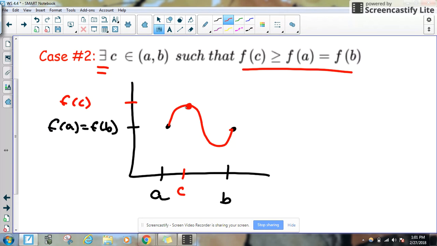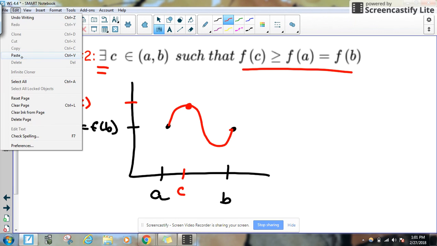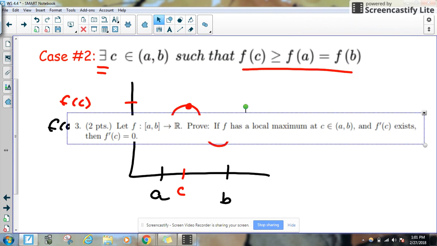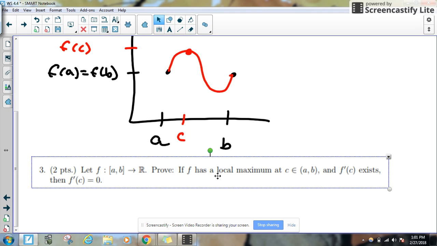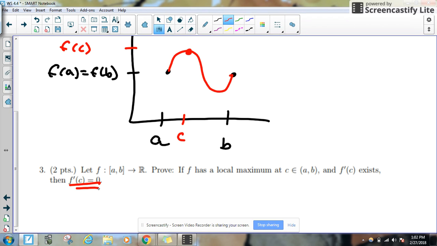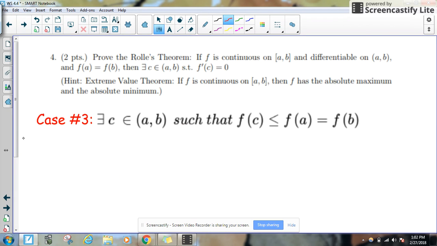But here's the thing. If this is the relative max, then by problem 3 in our worksheet, which is right here, it says that if f has a local maximum at some value in the interior of an interval, then the derivative is equal to 0. This is our result that we can use. This is wonderful. That means that the derivative at that maximum is equal to 0, and I've got another case down. Okay? The last case is very similar.